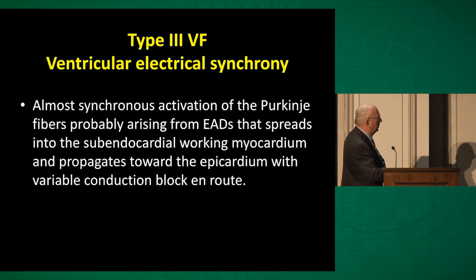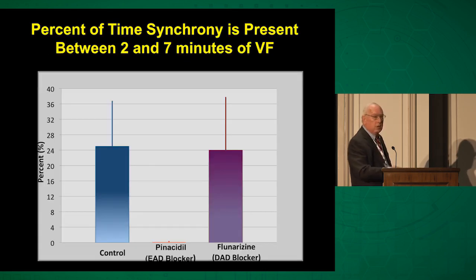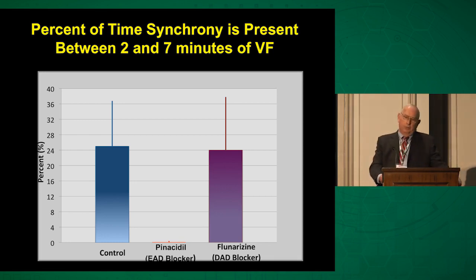So this has led us to say that there is yet a 3rd kind of VF, which we call ventricular electrical synchrony, almost synchronous activation of the Purkinje fibers, probably arising from EADs, that spreads into the subendocardial working myocardium and propagates towards the epicardium with variable conduction block en route. Okay. But notice that pattern is there 1/4 of the time. What's there the other 3/4 of the time?